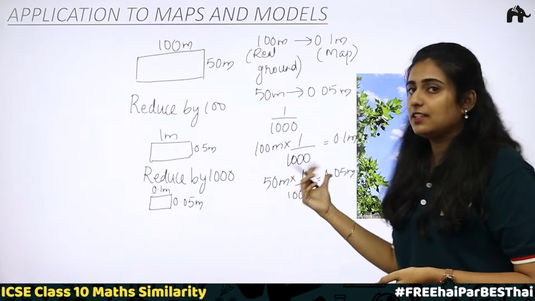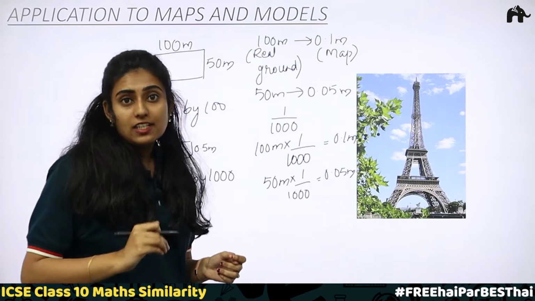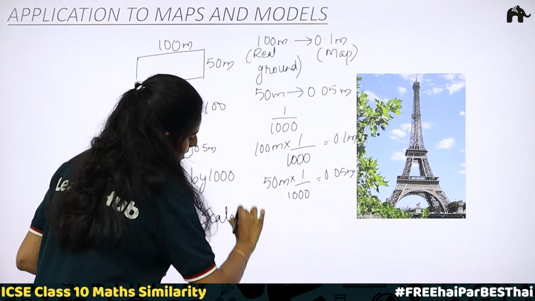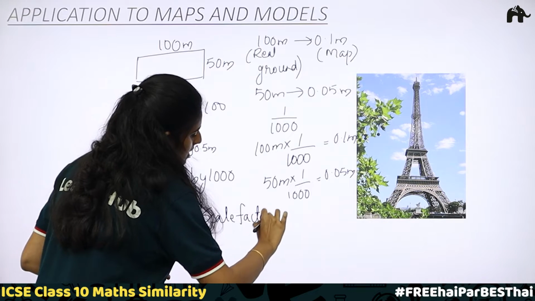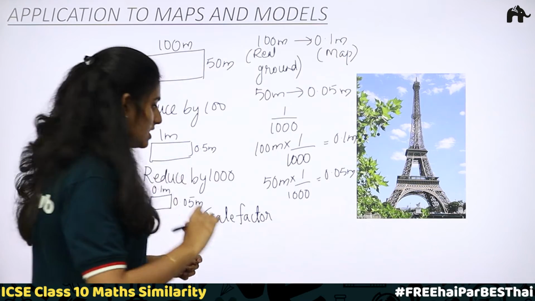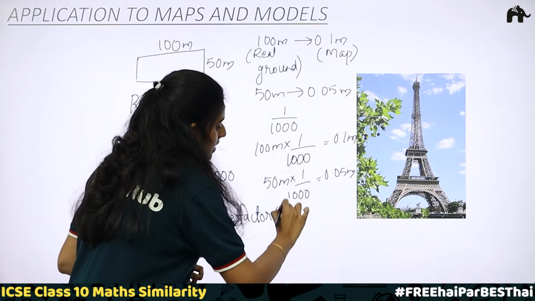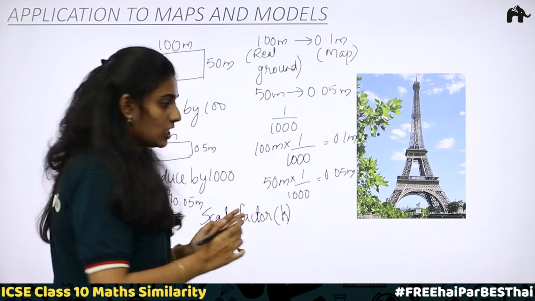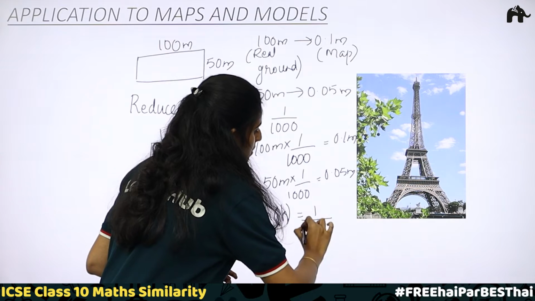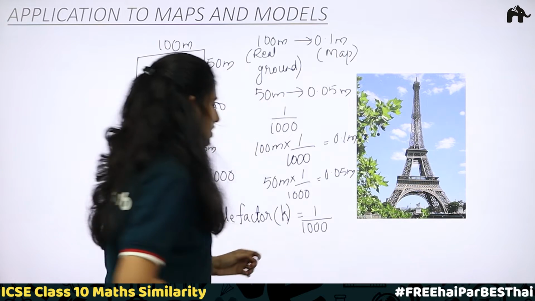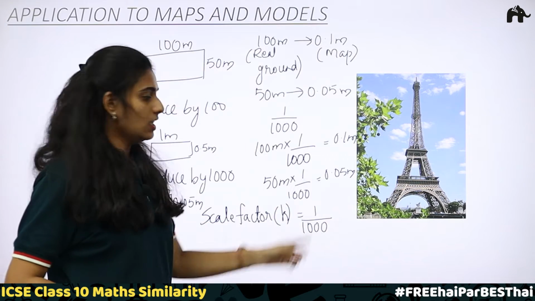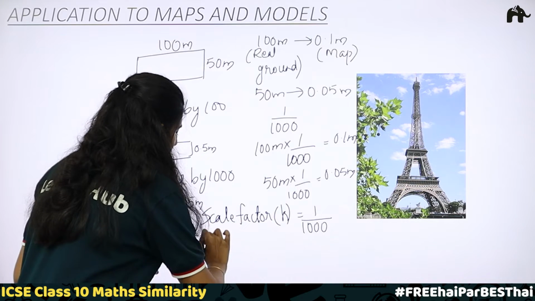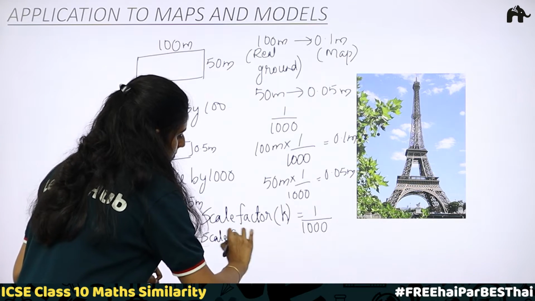In which factor has the reduction happened? This factor we call the scale factor. Therefore, we have the scale factor which we have discussed in the previous slide. Scale factor is represented by letter K, and here the scale factor of reduction is equal to 1 by 1000. Understood?